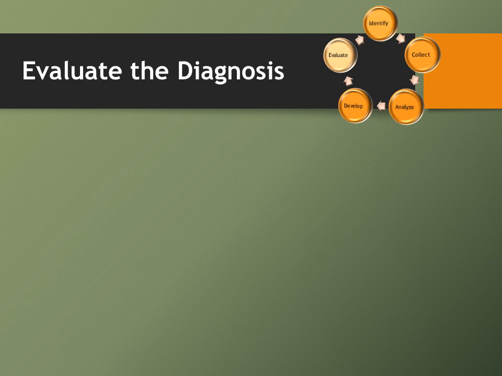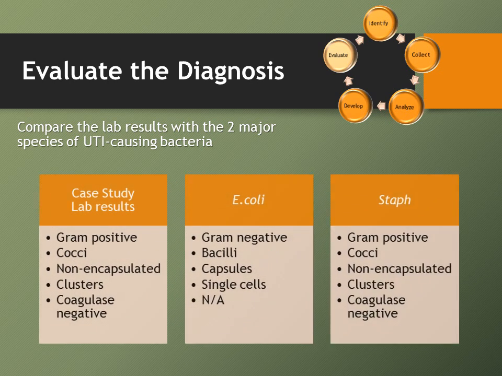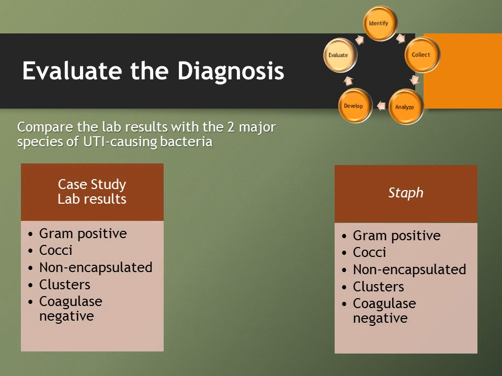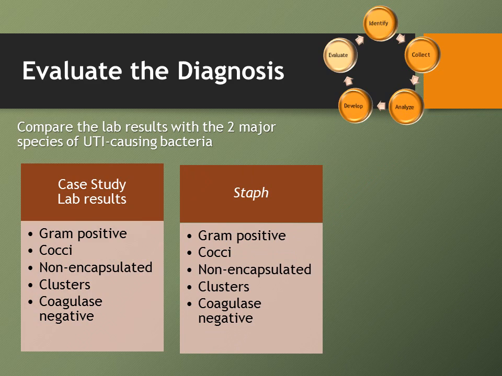In the final step of the critical thinking process, you evaluate the diagnosis. In this scenario, you need to compare the bacteria in the lab results with the two major species of bacteria that cause UTIs, E. coli and staph. The information you've collected on staph matches the information from the case study.